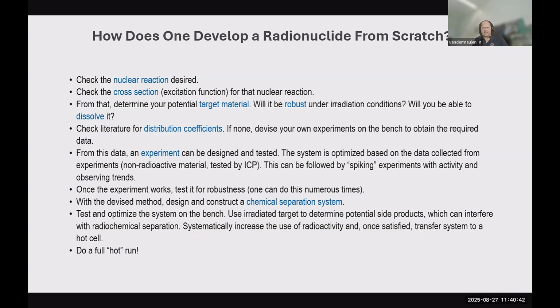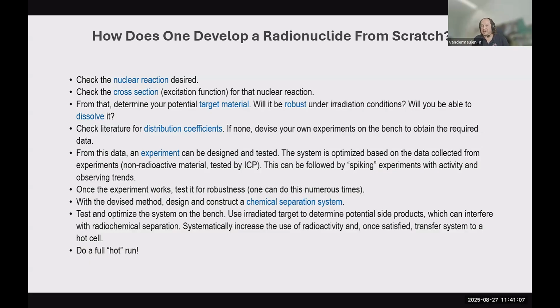Now, how does one actually produce a nuclide from scratch? There are certain things that one would look at. You would look at the desired nuclear reaction. Can we do this? And using a specific type of target material. So you have to look at the target material and the nuclear reaction, and then based on that, look at the cross-section or the excitation function. You can look at that, say, on a database to see if this is possible.